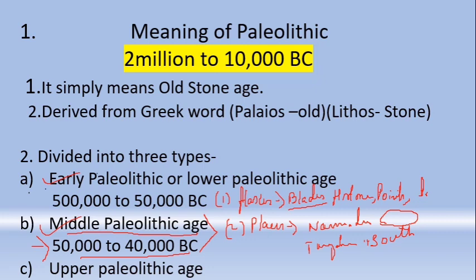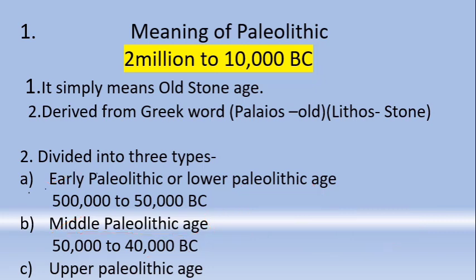Now let's go to the upper Paleolithic age, the next stage. So here in the upper Paleolithic age, the time period we regard is from 40,000 BC to 10,000 BC. This is the time period of the upper Paleolithic age. Now what are the characteristics we found here? One thing we have to keep in mind is that in the upper Paleolithic age the climate started becoming a little bit warm. Get the point?